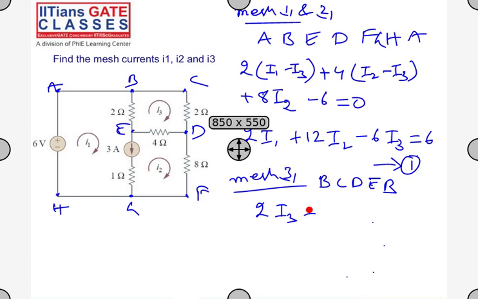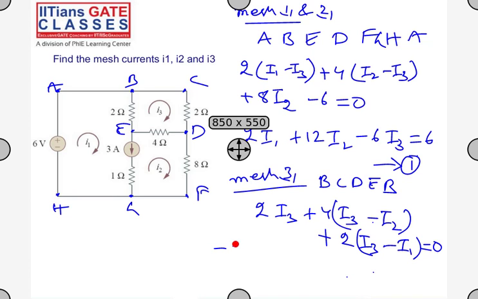2I3 plus 4 into I3 minus I2 plus 2 into I3 minus I1 is equal to 0. So again here minus 2I1. So I2 will be minus 4I2. I3 will be 8I3 is equal to 0. So this is my equation 2.